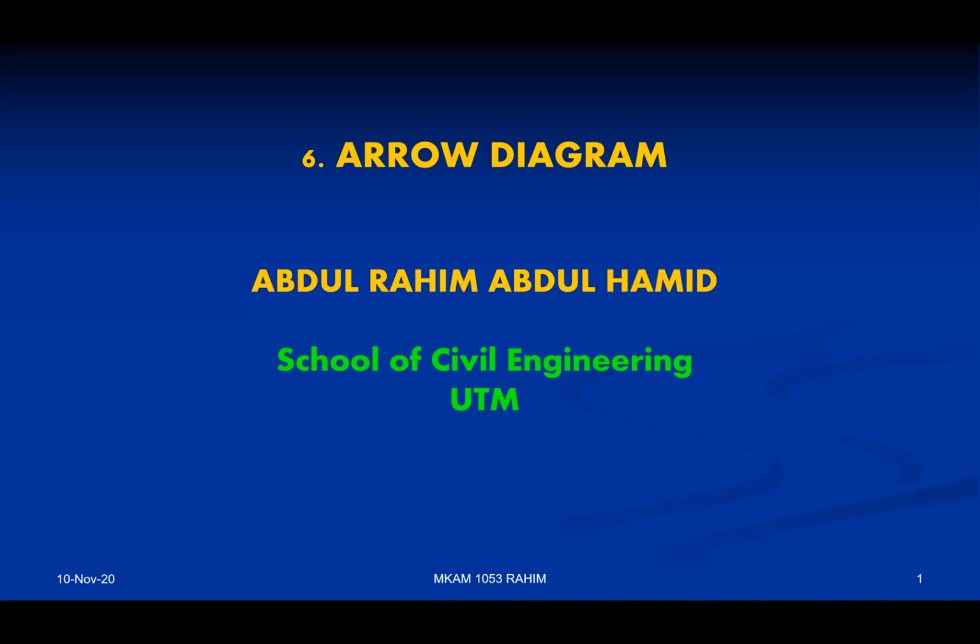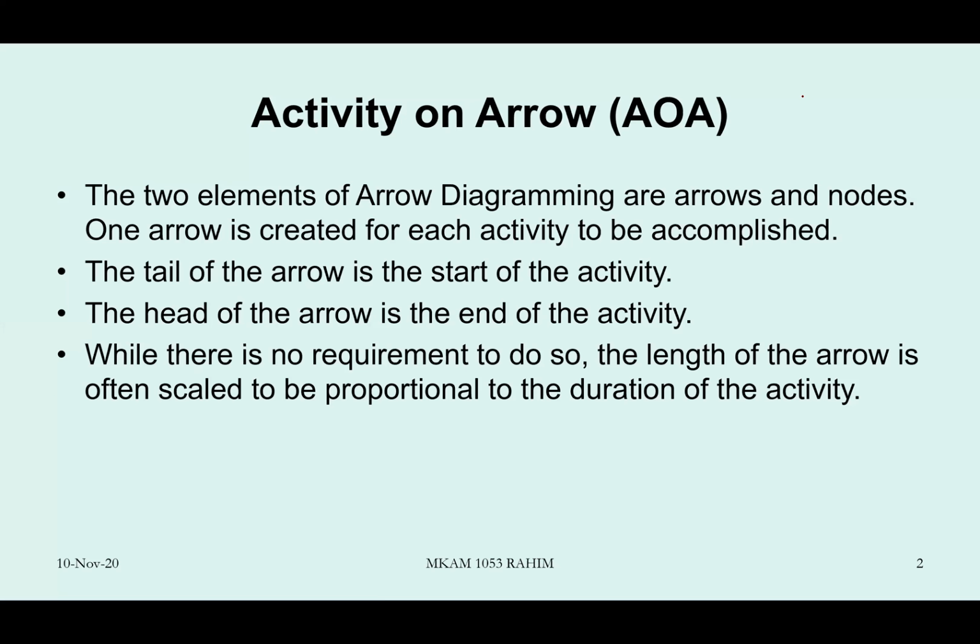Arrow diagram, or simply AOA diagram. The same thing. Sometimes people simply say AD, arrow diagram. So you must understand the terminology. Arrow diagram has two elements: arrow and nodes. To construct the diagram, we start with a node, followed by an arrow, and then another node. This is what we call the tail. This is what we call the head.